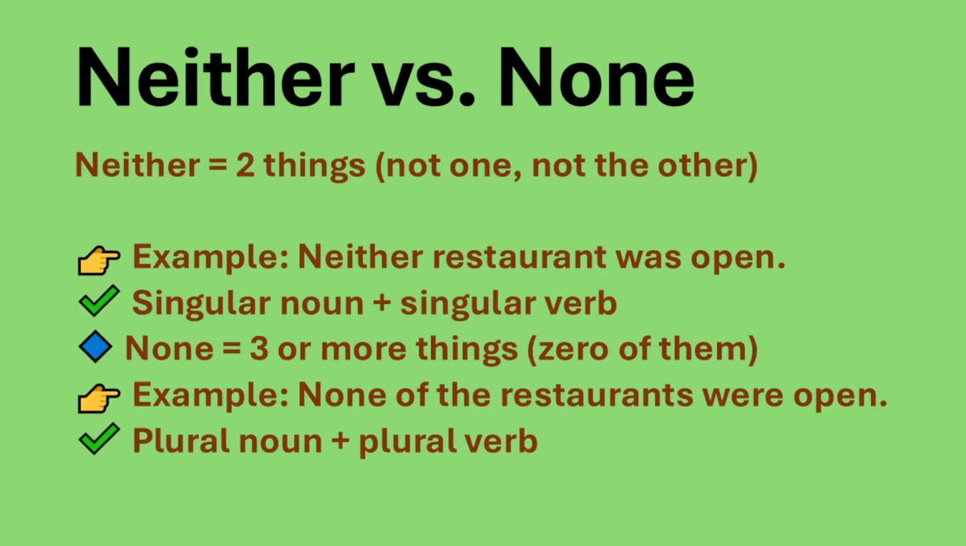Use neither when you're talking about two things. For example, neither restaurant was open. Use none when you're talking about more than two. Like, none of the restaurants were open. Just remember, neither is for two and none is for 3 or more.